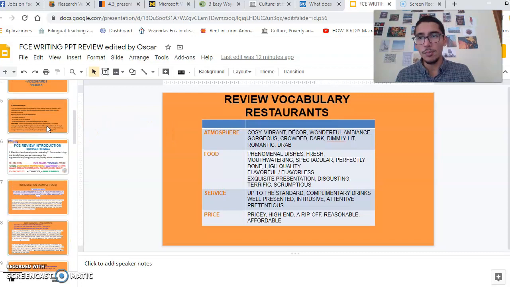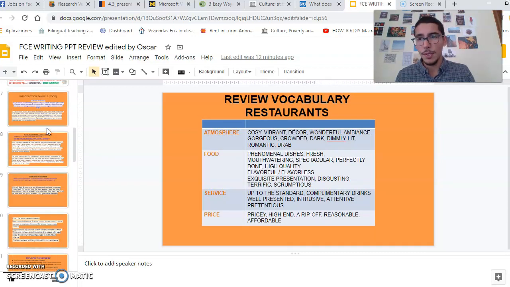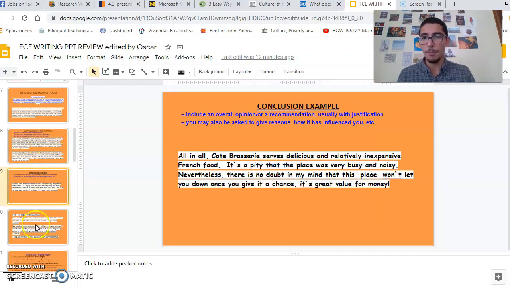All right, and now let's wrap it up with the conclusion. Conclusion. Okay, here we go. So, all in all, Cote Brasiere, I sound like a Brazilian person there, serves delicious and relatively inexpensive French food. It's a pity that the place was very busy and noisy. Okay, so this is the one thing that you again mentioned that it's not so good. Nevertheless, contrast, there's no doubt in my mind that this place won't let you down once you give it a chance. Okay, so you have it right there.